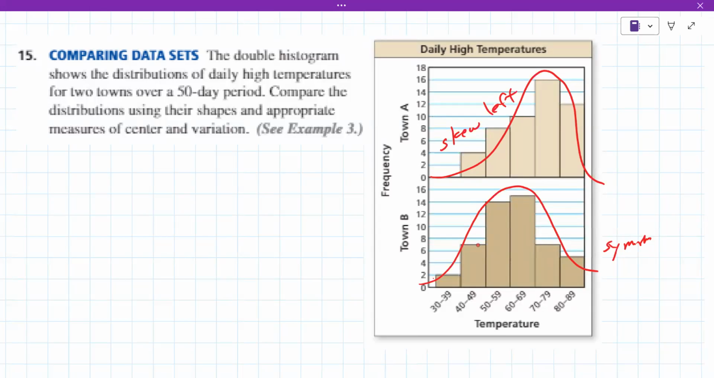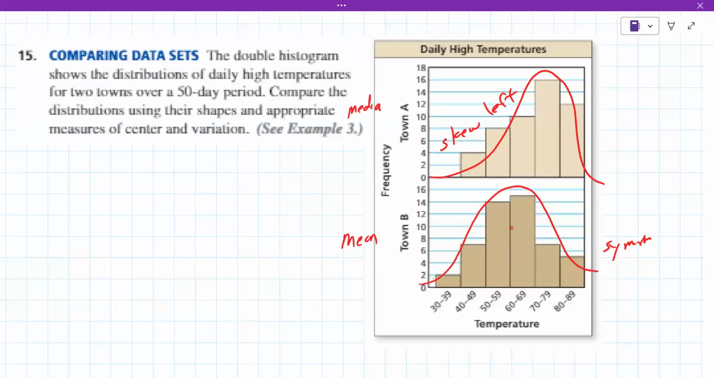So for the bottom one, B, you would use the mean, right? Because there's not too many outliers. Do that one more time. For B, would you use the mean, but then for A you would use the median? Yes, exactly.